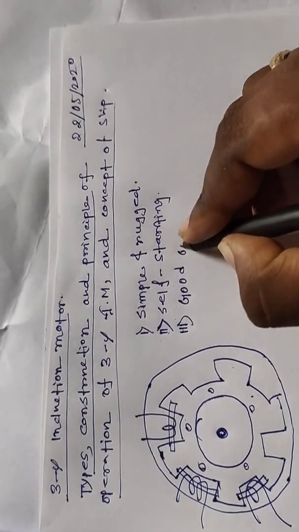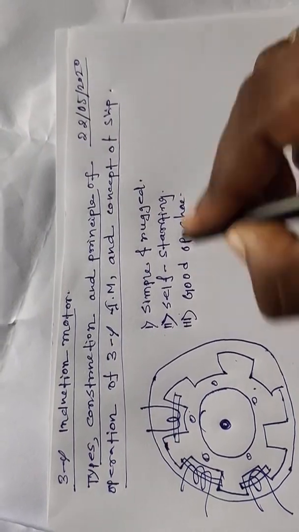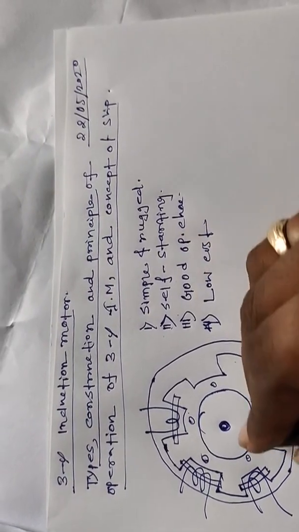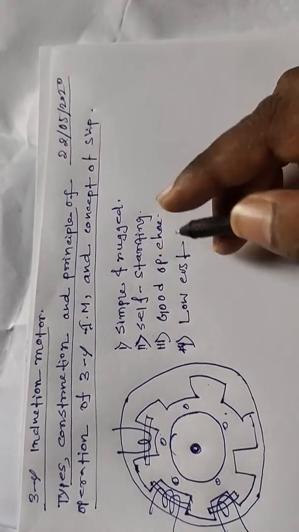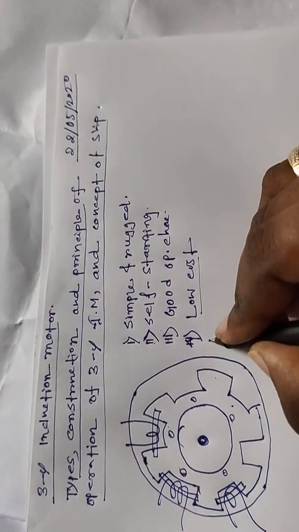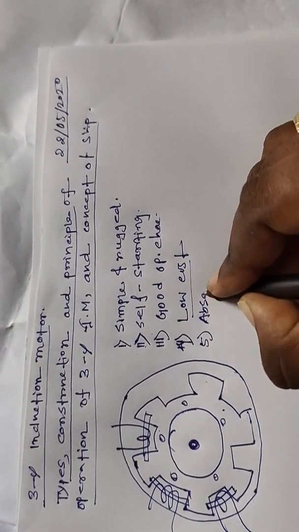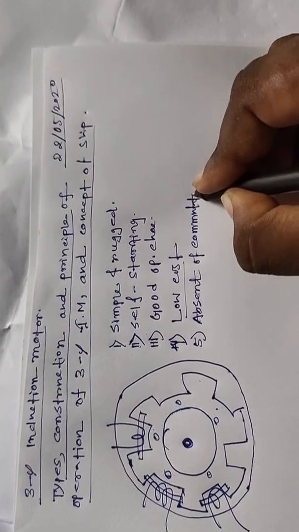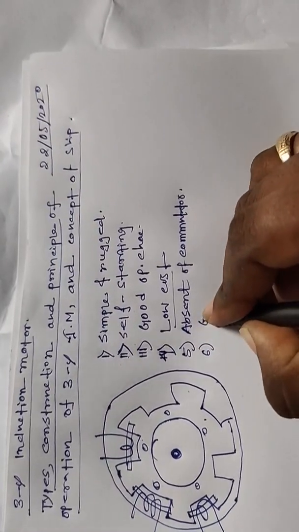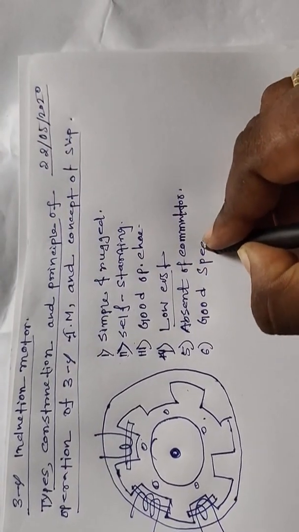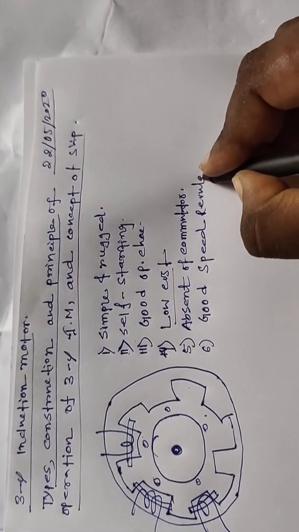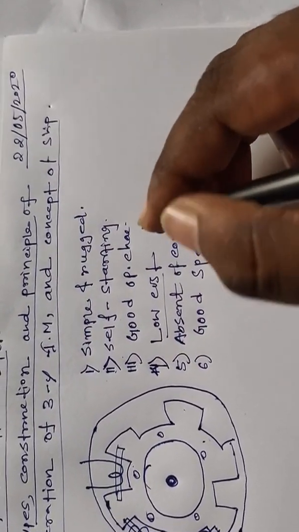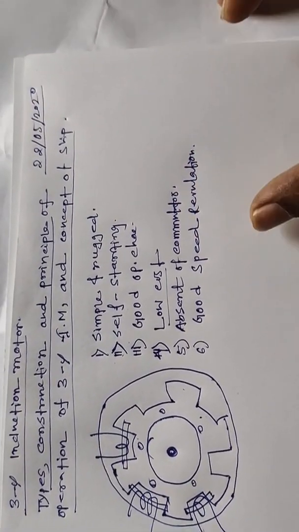It has good operating characteristics. Number 4 is low cost. Its construction is simple, so its cost is also low. Number 5 is absence of commutator. There is no requirement for a commutator. Number 6 is good speed regulation. For these reasons, the three-phase induction motor is nowadays widely used in our industry.